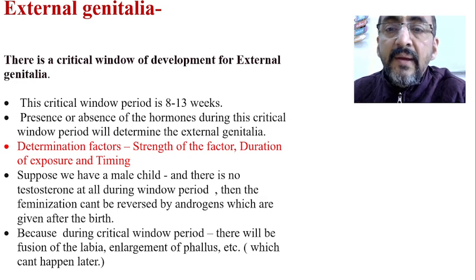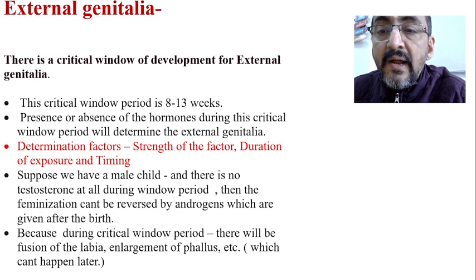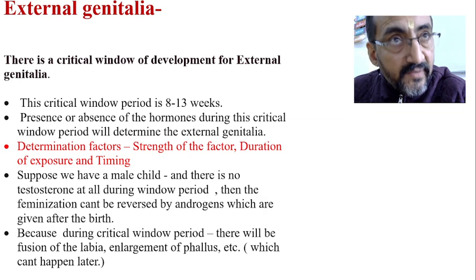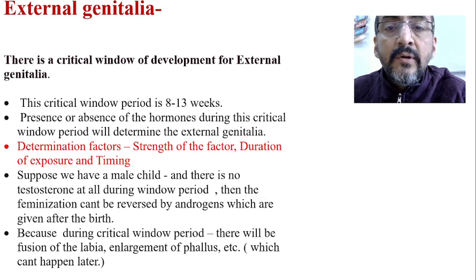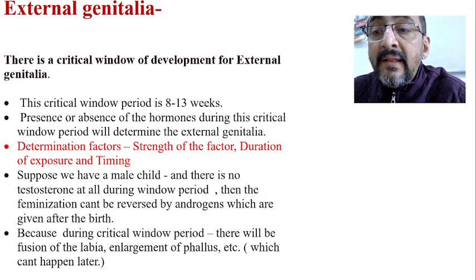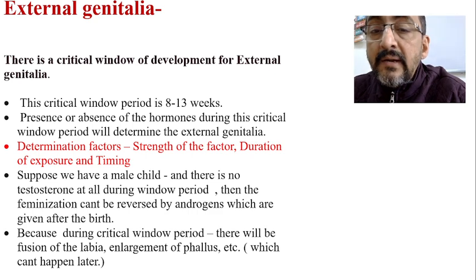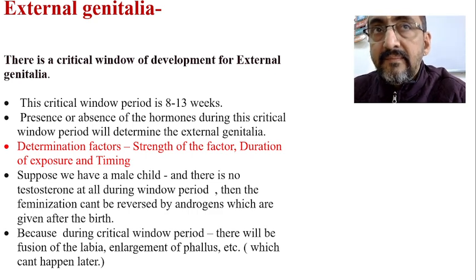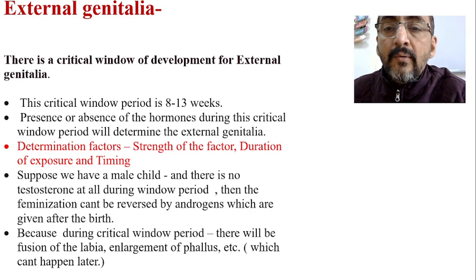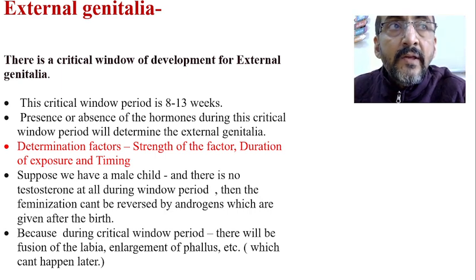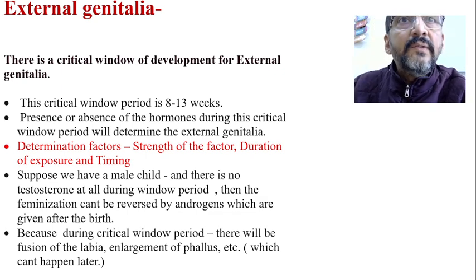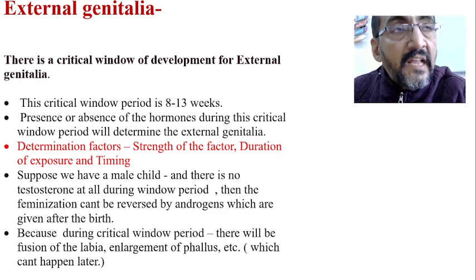Suppose you take a male child, and there is no testosterone at all during the window period of 8 to 13 weeks, then the feminization cannot be reversed by androgens given after birth. The absence of testosterone itself is one of the main stimulations for the formation of the Mullerian duct, and feminization takes place. I think you know this.